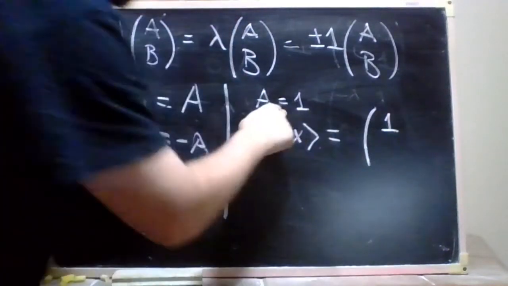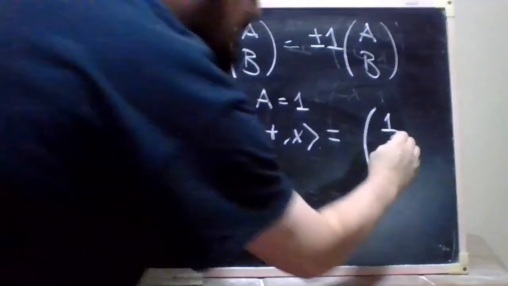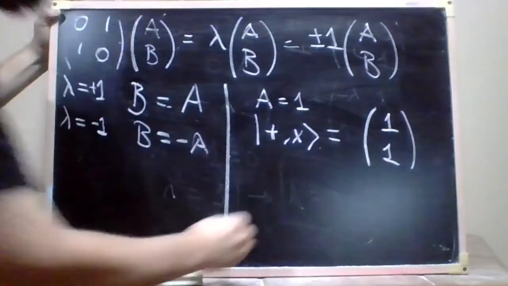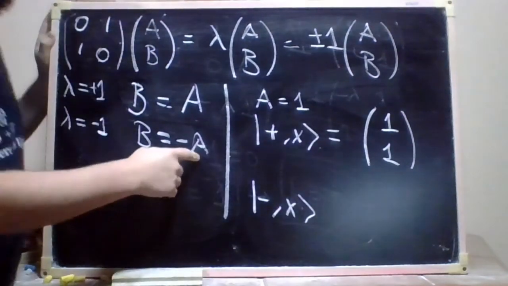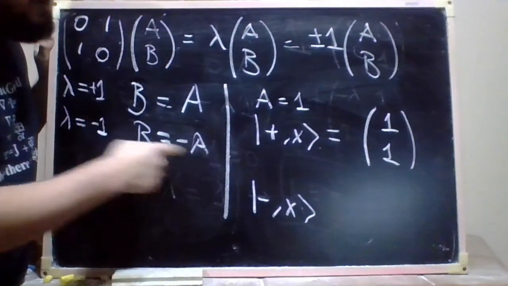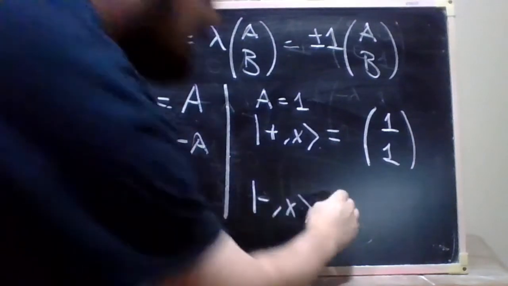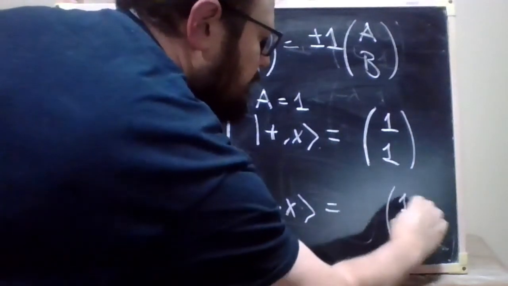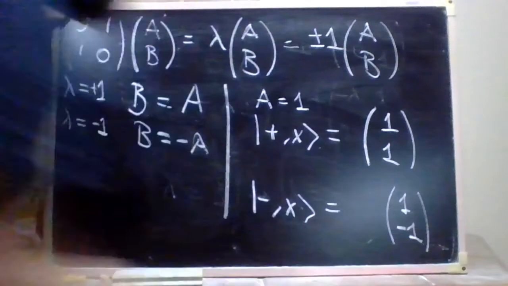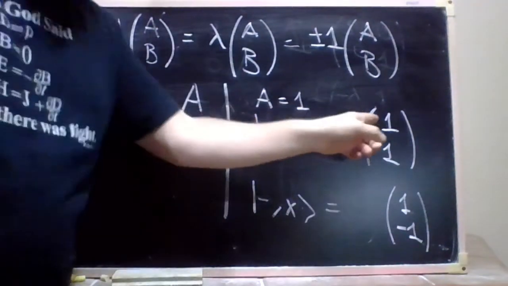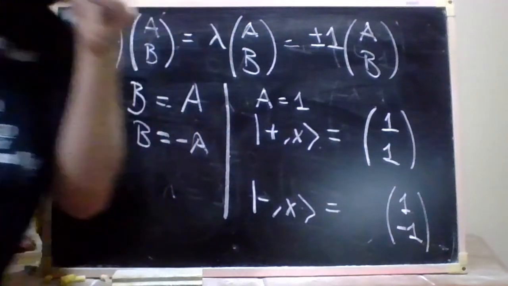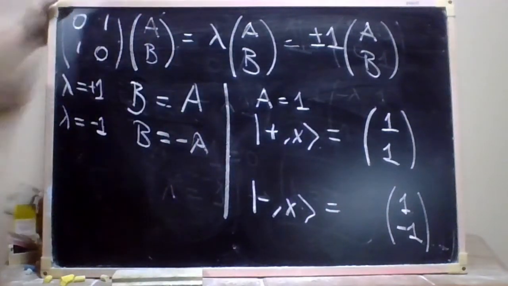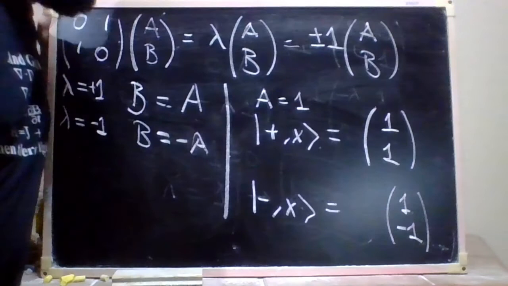1 for A and 1 for B, right? And for the minus, I'll have this equation. If I put A equals to 1, B will be minus 1, right? So 1 minus 1 here. But notice that this vector is not normalized to unity, and it must be the case for quantum mechanics.